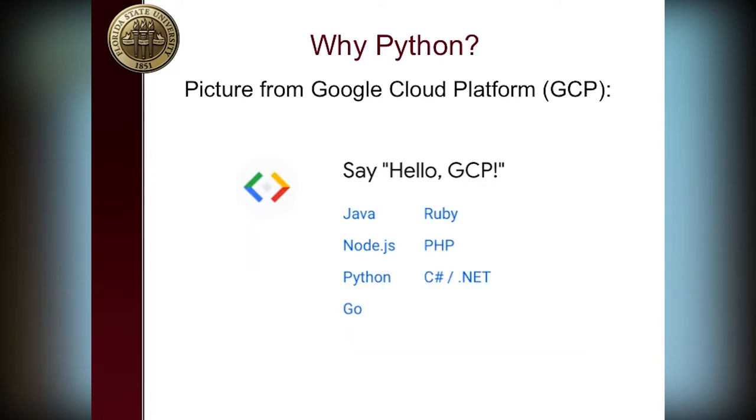How about Google? Here is, again, a screenshot from the Google Cloud Platform, GCP. So say hello, GCP. What are the languages supported? You can actually find the intersection of the three sets, right? The Go language was invented by Google, so they put Go here. Go is pretty popular, but it's not on the Amazon one or the PayPal one. But you can see Python shows up on all three major leading industry websites, right?